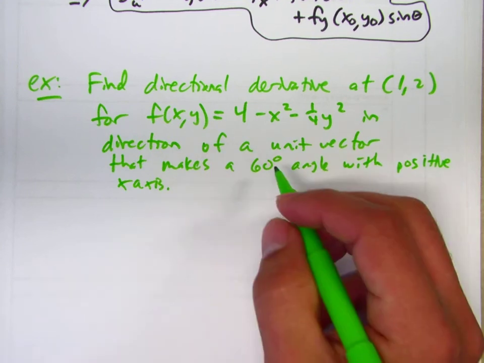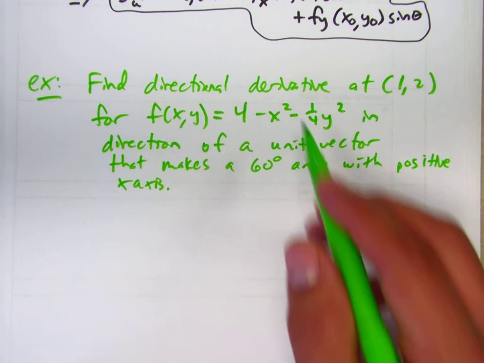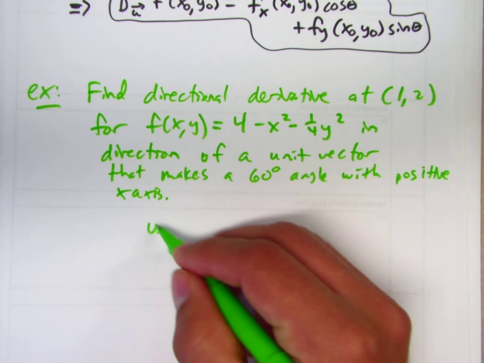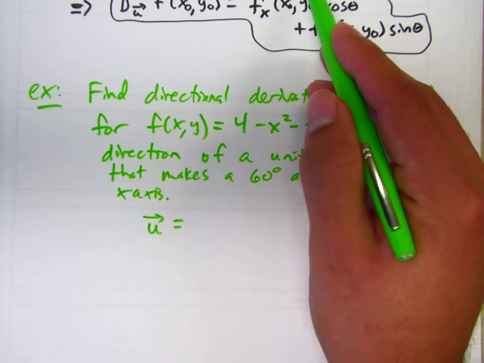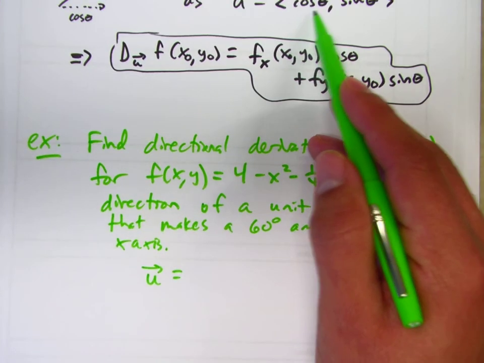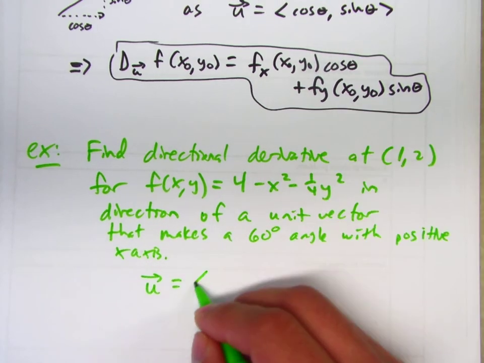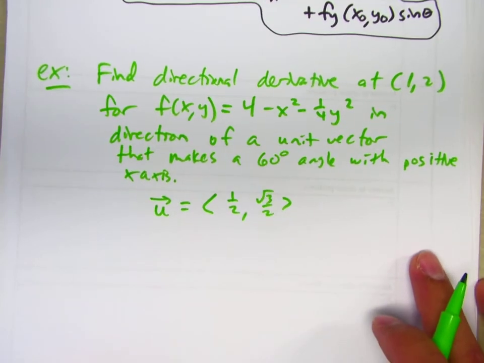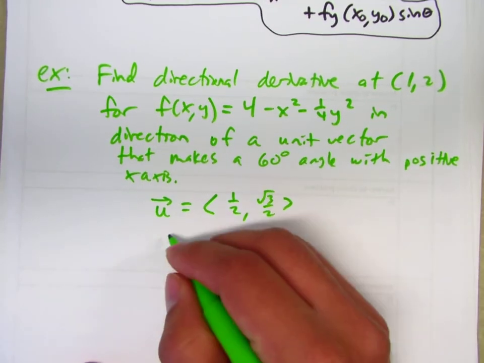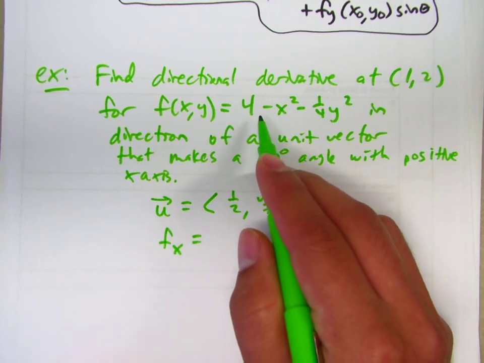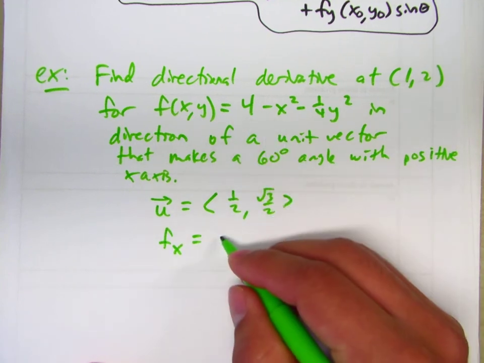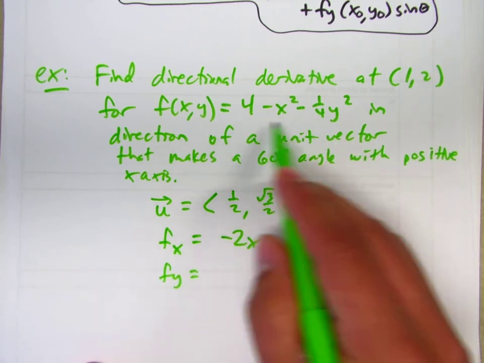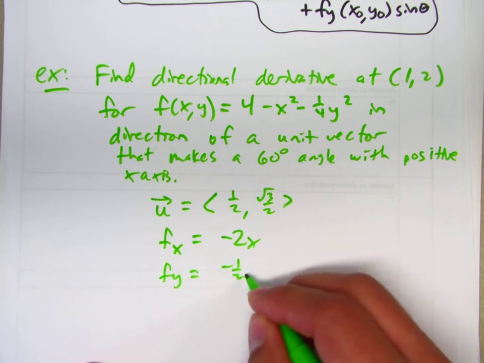And so, again, you can just utilize the formula that we just talked about. If we have a 60-degree angle, then we know that the unit vector is just going to be the cosine of 60 and the sine of 60. And so that's just going to be 1/2, root 3 over 2. Now when we're finding the directional derivative, we also need partial x. So if we go back to f of xy, partial x is just going to be negative 2x, and that's it. Partial y will be negative 1/2 y.